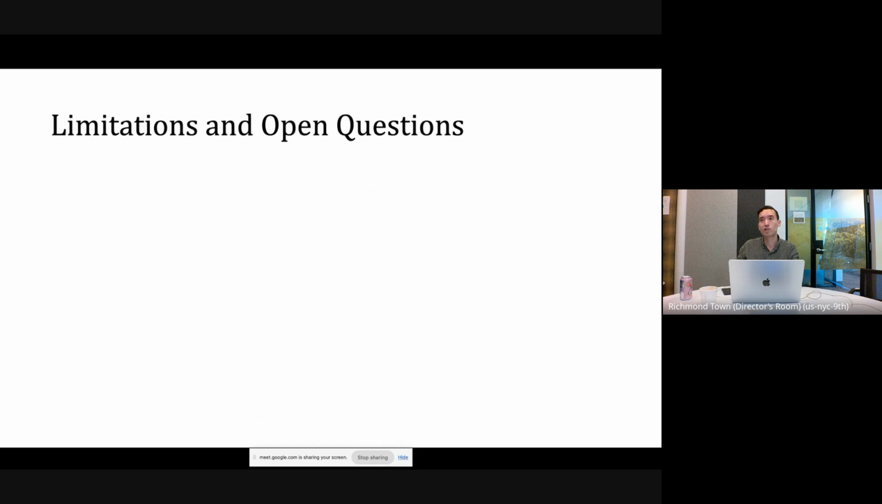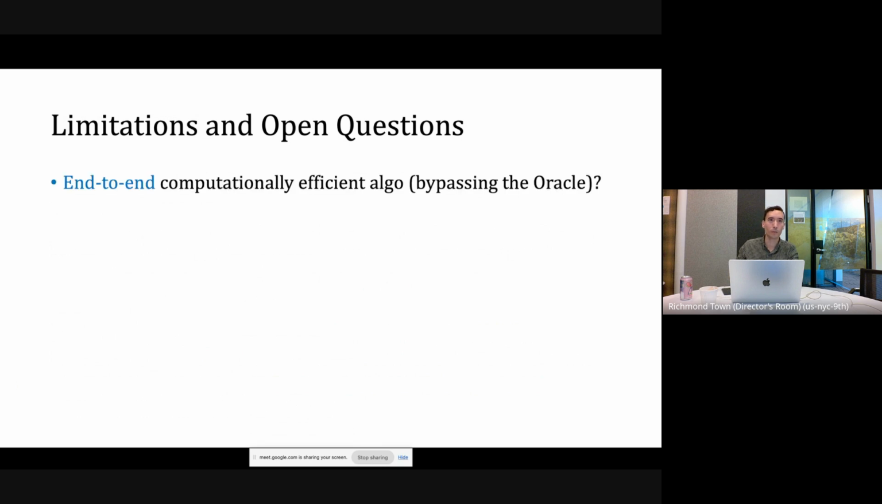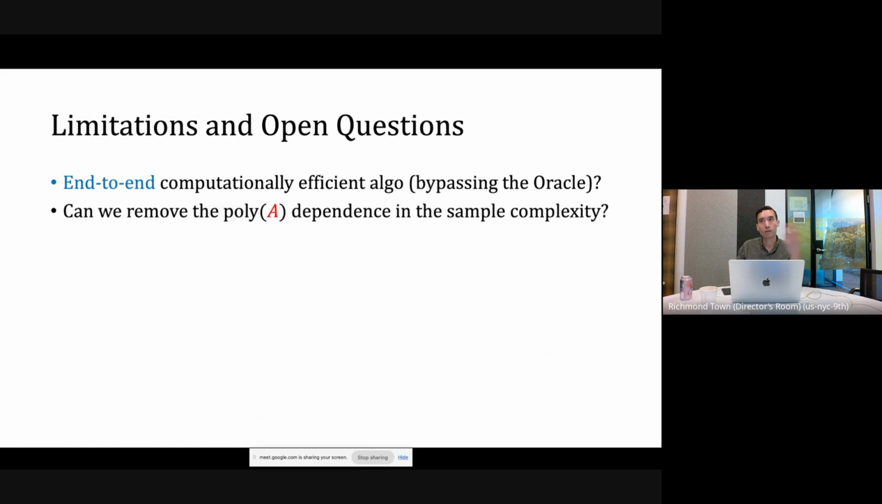I'll immediately jump to limitations and open questions before I dive into the details of the algorithm. Ideally, we want something that's end-to-end computationally efficient, and we don't want to be dealing with an Oracle at all. That is still an open question. I also have a poly A dependence on the number of actions in the sample complexity, which the previous sample efficient algorithm did not have. This limits us to settings where the action space is finite. And of course, lower bounds: if this setting is not computationally tractable, we still don't know of any lower bounds. That's another open question.